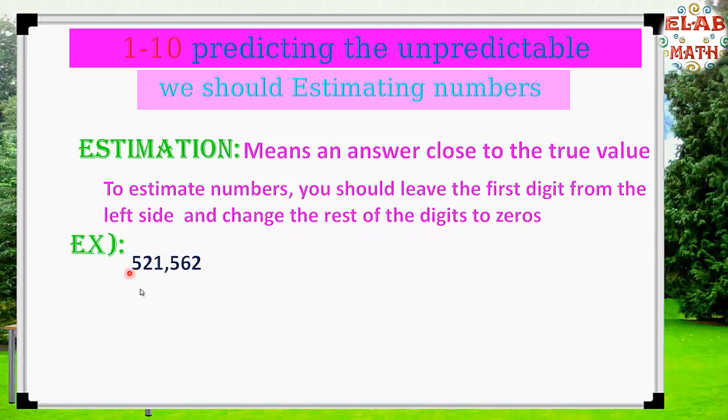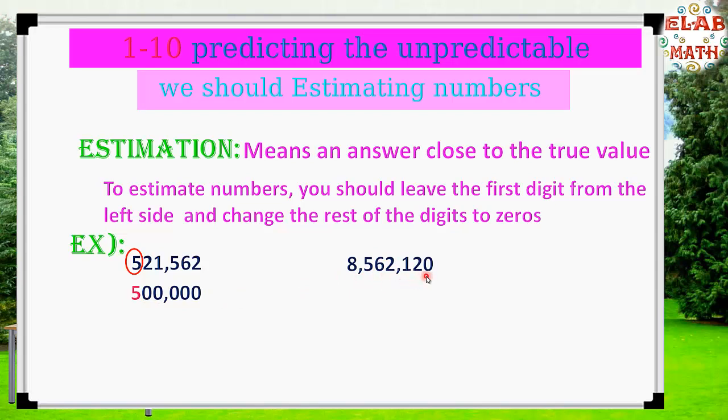For example, if I have this number 521,562 and we want to estimate it, we should leave the first digit without a change. You should write 5 without any change. And what about the digits after 5? You should write zeros instead of all the digits, like this: 500,000.